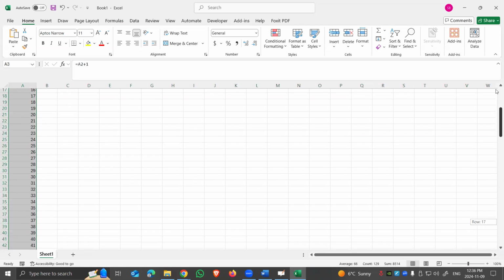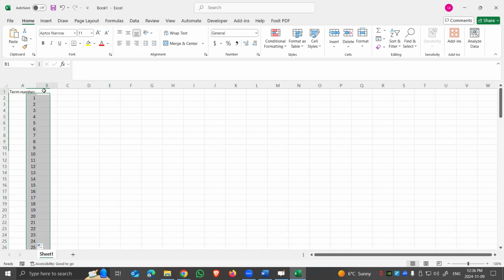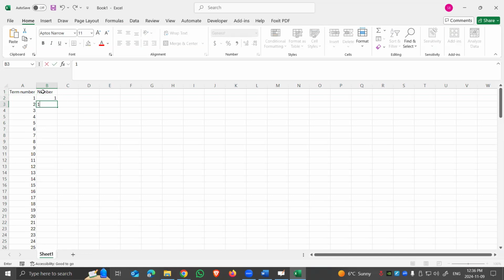So those are the term numbers. And then this part is going to be a little bit difficult: the number itself, the output. The first term number is 1. 1, 2, 3, 5, 8, 13, 21, 34. How far should we go? I don't know. 55? What's the next one? 89, right?